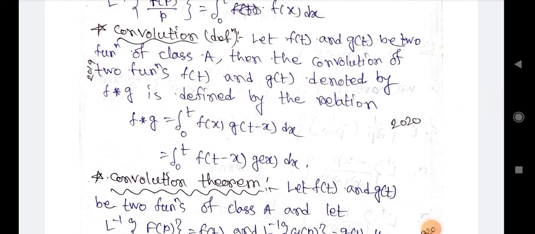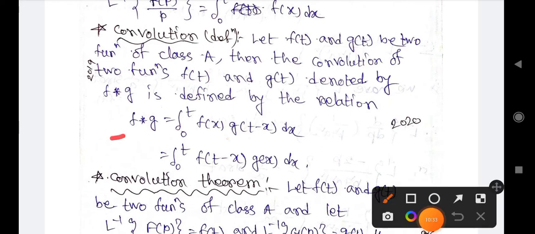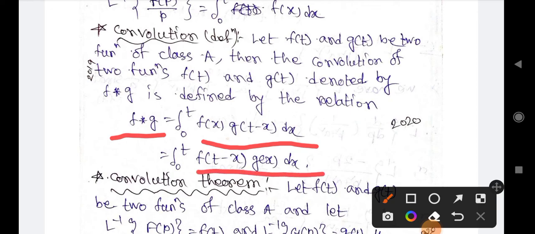Next, convolution definition. Let f(x) and g(x) be two functions of class A. Then the convolution of two functions f(t) and g(t), denoted by f star g, is defined by the relation f star g equals integration 0 to t f(x) g(t minus x) dx, or f(t minus x) g(x) dx in the integration 0 to t.